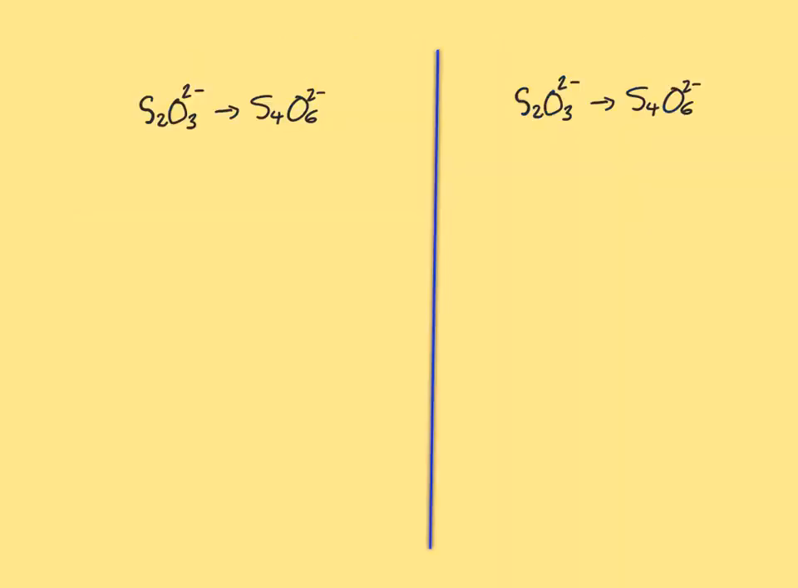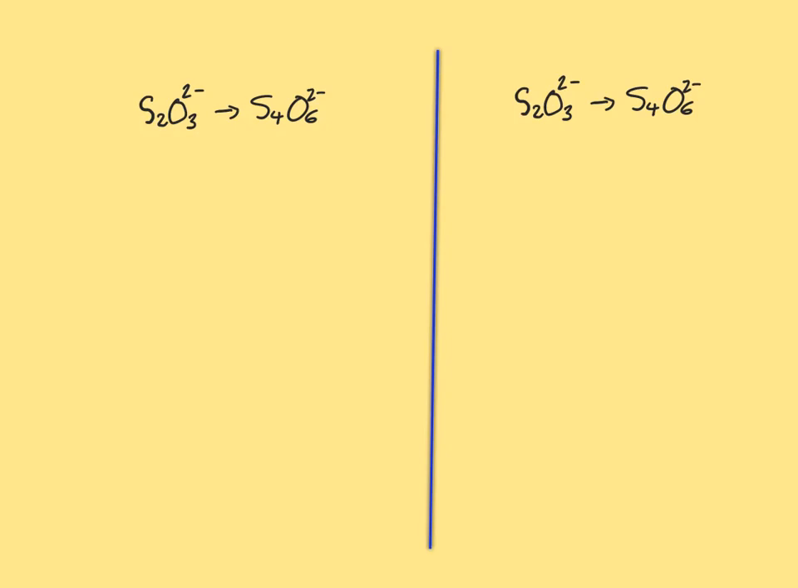We're now going to use both methods to balance this equation. So first of all, we're going to use the balancing charge method. Let's start with the atoms. On this side, we have 2 sulfur atoms, and on this side, we have 4 sulfur atoms. We have 3 oxygen atoms, and we have 6 oxygen atoms.